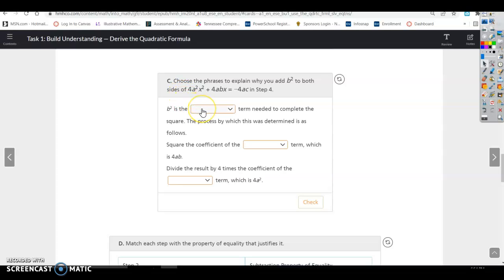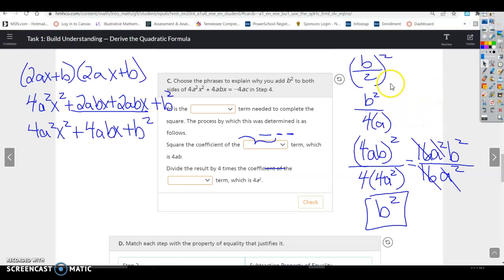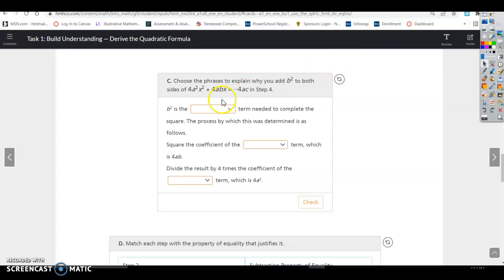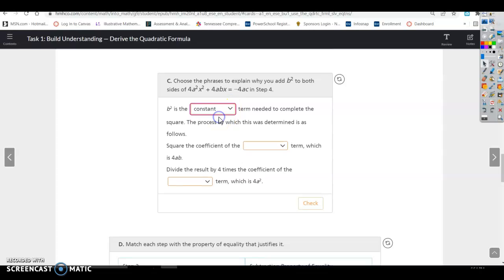All right, again, b squared, if you remember, I went through and found the b squared by completing the square like we did in the last lesson. So it'd be b squared over 4 times a, and when we simplify that, we got that step here. So b squared is the constant term needed to complete the square.